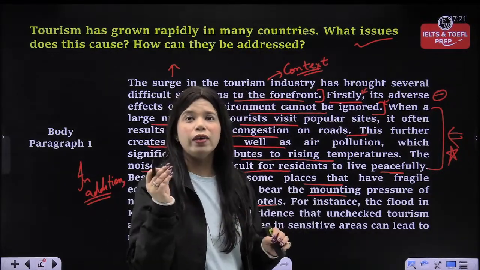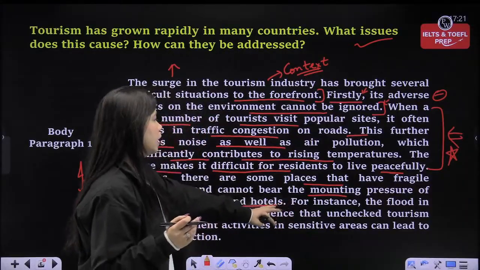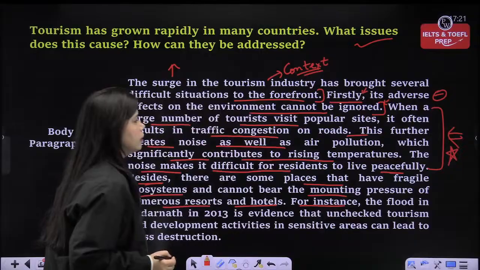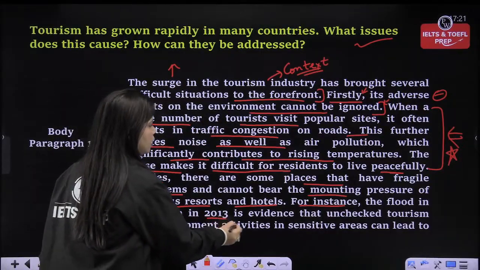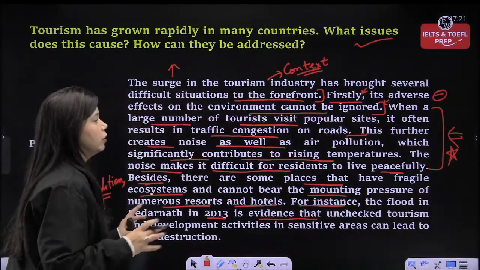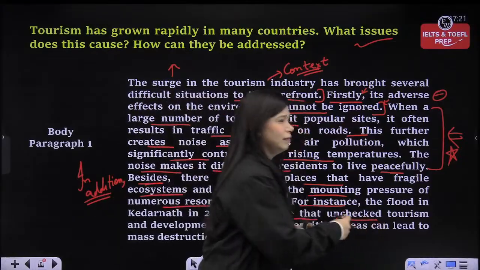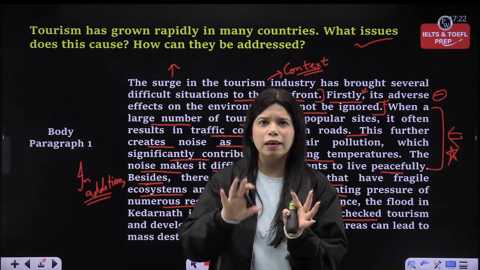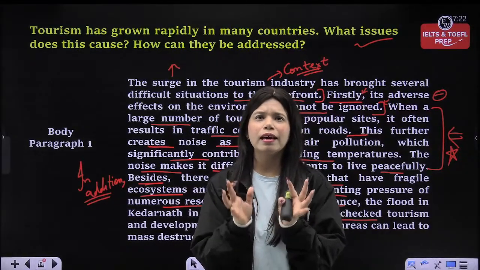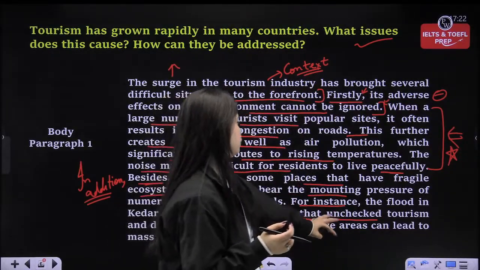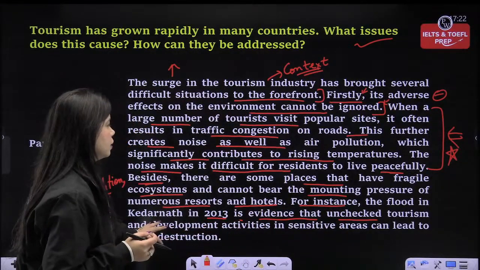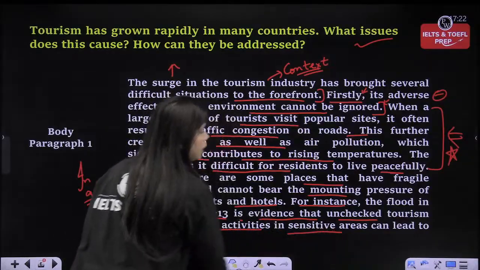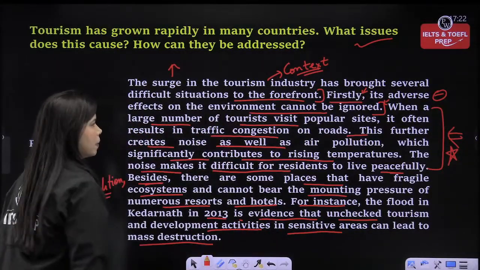Who? The weak areas. And then I have proved my point by giving example of Kedarnath floods and saying, for instance, the flood in Kedarnath in 2013 is evidence that unchecked tourism, unchecked means टूरिज्म होता जा रहा है, होता जा रहा है, और वहां पे कोई भी उसको चेक नहीं कर रहा है कि भाई let's stop it, इतना ज्यादा ये एरिया नहीं ले पाएगा. That is unchecked tourism. So the flood in Kedarnath in 2013 is evidence that unchecked tourism and development activities in sensitive areas can lead to mass destruction.